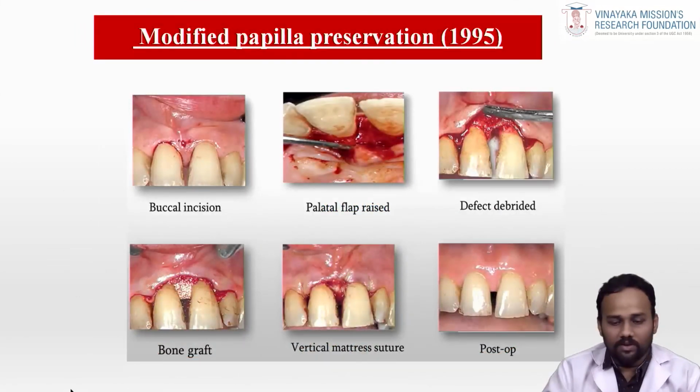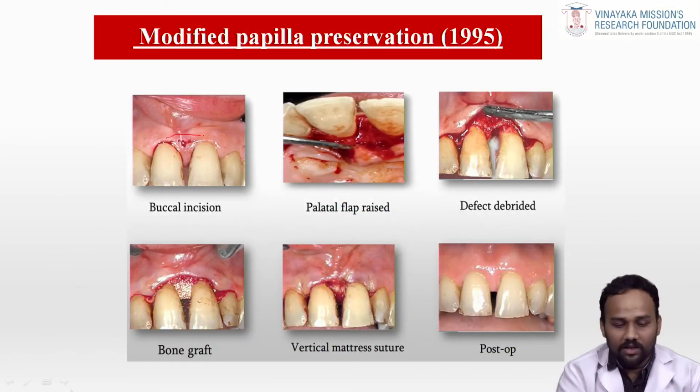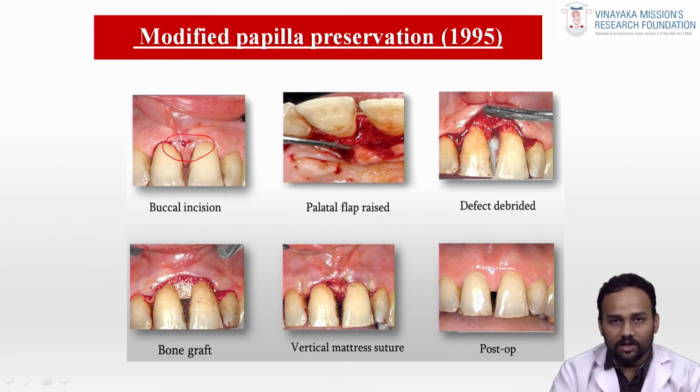Then the modified papilla preservation in 1995, in which a buccal incision has to be given first, after which the palatal flap has to be raised palatally, then the defect has to be debrided with a curette, and if needed a bone graft has to be placed, then a vertical mattress suture. Then this is a post-operative picture where we can see there is no recession and there is no inflammation.